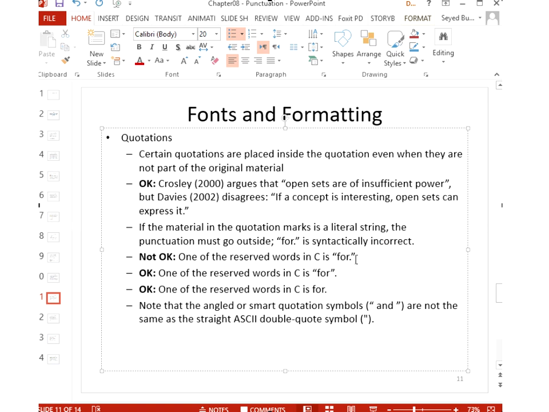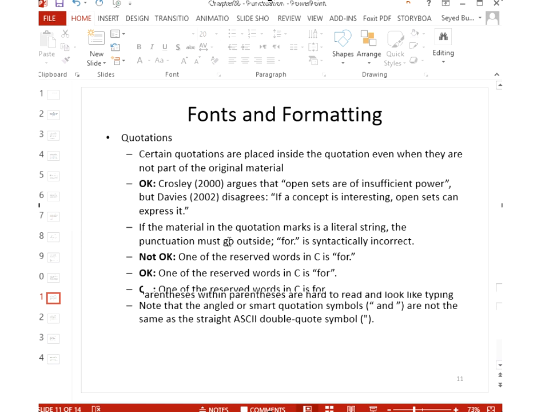Don't use a dot inside it. If you put a dot inside the quote, it means the literal string includes a dot, which is not true. So keep the dot, the stop, outside the literal string, or try to remove the literal string with the quotes itself. Please watch out for ASCII double quote symbols. There is a straight one and an angled or smart quote. They are different. So when you type, be careful about what you're using.